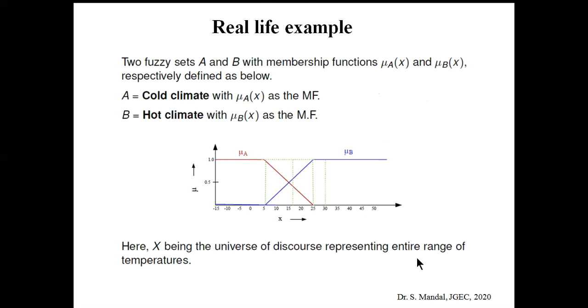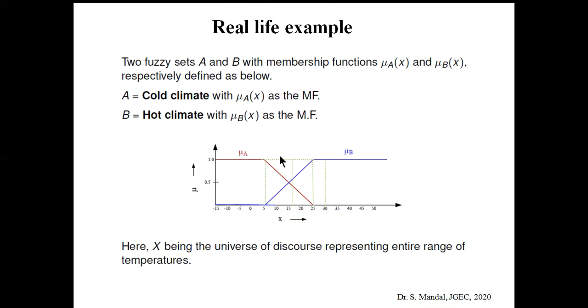Okay, now let's see a real life example to find out the impact of the corresponding arithmetic operations. Consider two fuzzy sets A and B with membership functions mu A of x and mu B of x, respectively defined as below. Here we define the cold climate, and the corresponding membership function is given by the red colored line. That means up to 5 the value is 1, and then it sharply decreases up to 25. And this one is the hot climate.